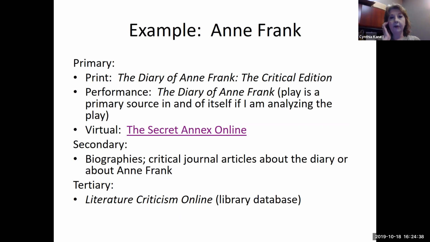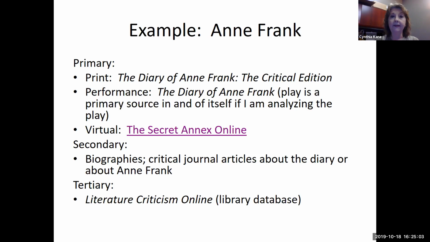So I wanted to give you an example of primary, secondary, and tertiary sources through another person that you might be familiar with. So a lot of you have probably heard of Anne Frank. Anne Frank, of course, was the young woman, the young teenager, who wrote a very famous diary while she and her family and some friends were in hiding in the Netherlands during the Second World War.